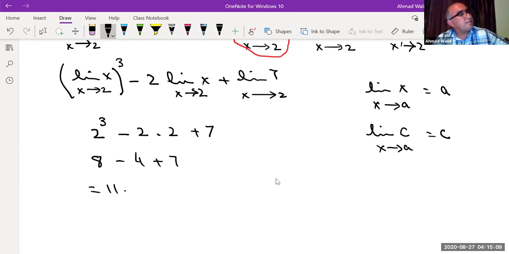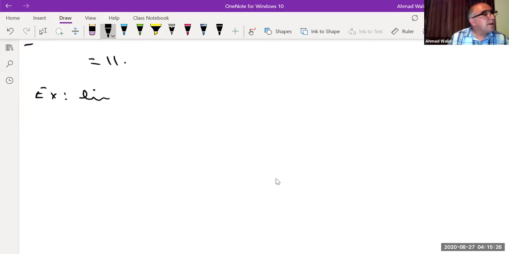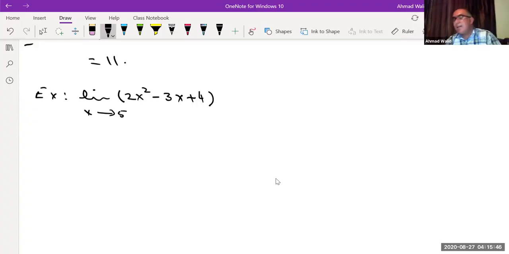Let's do another example. For example, let's say this one is good from your book. Example: limit of 2x squared minus 3x plus 4 as x approaches what? As x approaches 5. Again, applying the rules of the limits, correct?